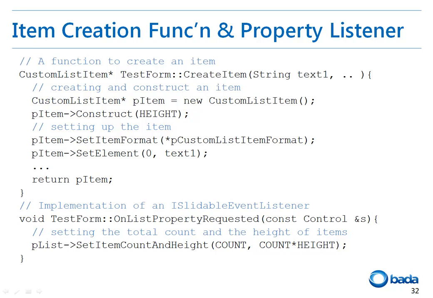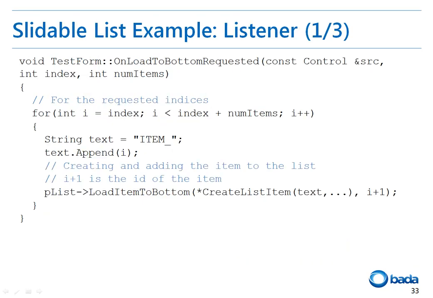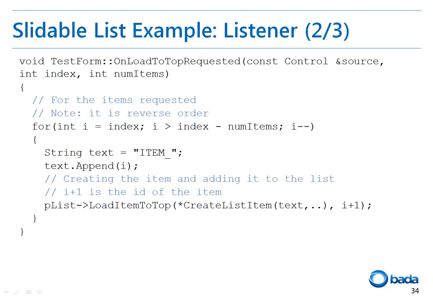The onListPropertyRequested function in the listener sets the total number of items as well as the list height by calling the setItemCountAndHeight function. The next function is the onLoadToBottomRequested function of the listener, which is called when cells are loaded. This function creates the number of cells specified by the corresponding index and adds the cells by calling the loadItemToBottom function. The onLoadToTopRequested function also creates items and adds items by calling the loadItemToTop function.